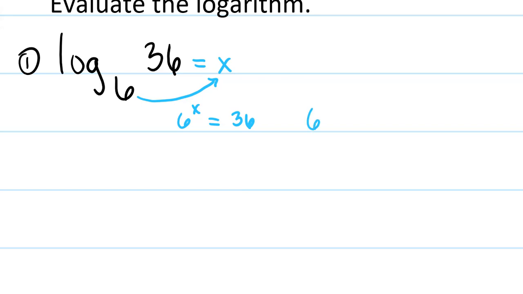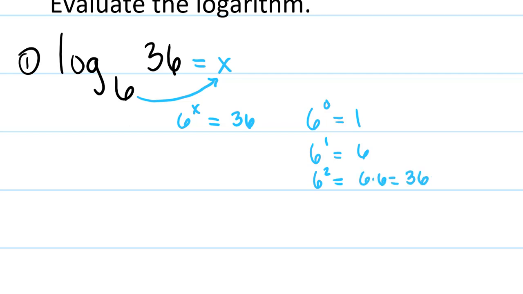So let's start with just 6 to the 0 power. We know anything to the 0 power, with a couple exceptions that you'll learn about later when you take calculus, but for right now, any number to the 0 power is going to be 1. Now 6 to the first power is just going to be 6. If I have 6 squared, that's going to be 6 times 6, which is 36.